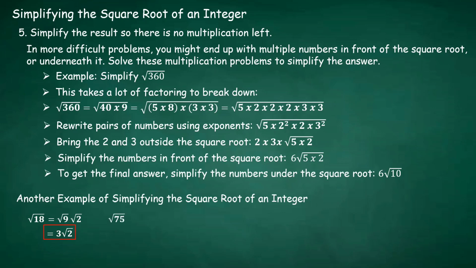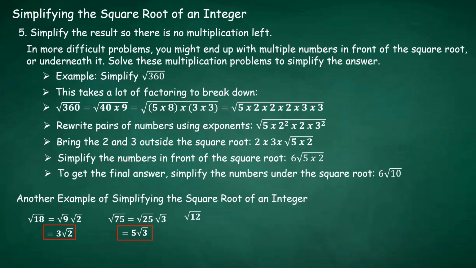What is the square root of 75? First we need to factor. So 25 and 3 can be factors of 75, and you can write this as the square root of 25 and the square root of 3, so that we can take the square root of 25, which is 5, and then rewrite the square root of 3. So therefore the square root of 75 is 5 square root of 3.